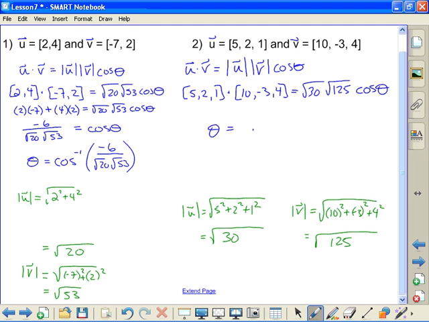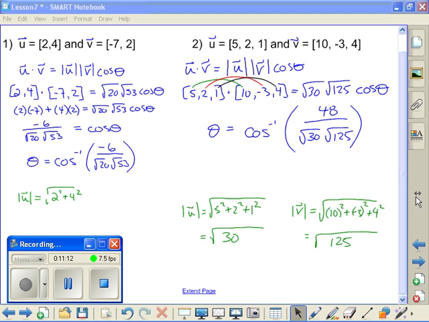So theta will equal cos inverse. On top, I'm going to have 5 times 10, so that's 50. So I'm doing this in my head here. So 50, take away 6, 44, plus 4 is 48, over root 30 and root 125. And you can do an extra step in there, it doesn't matter. But that is the solution there. Again, you don't have a calculator, you can't take it any further. So there are your calculations.